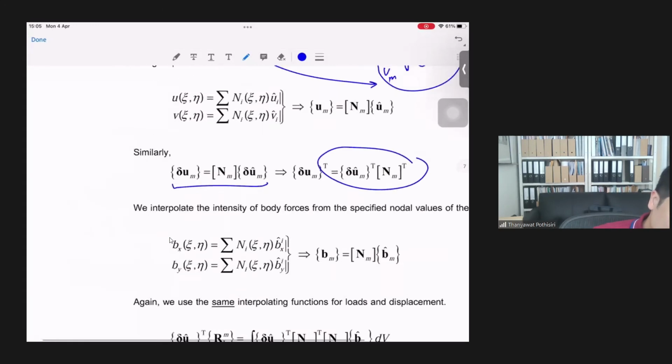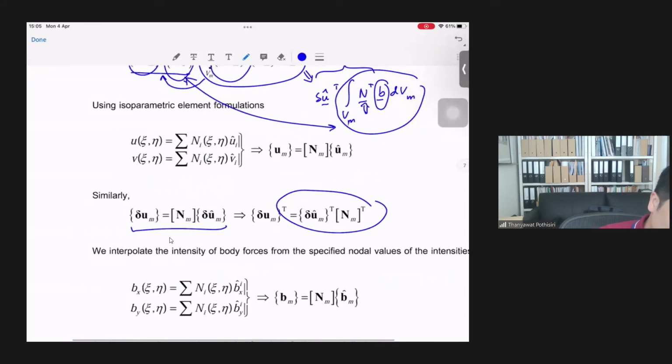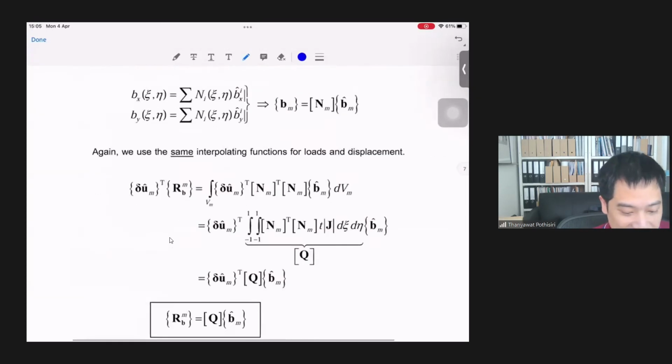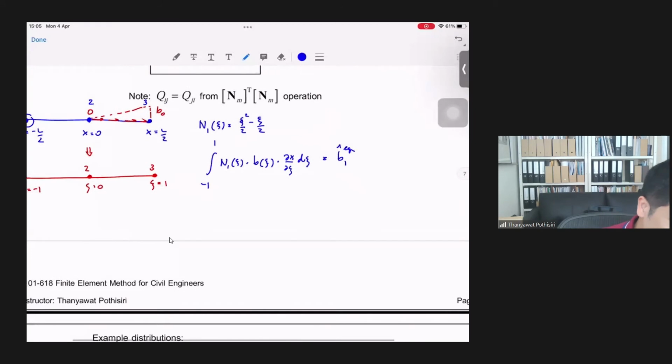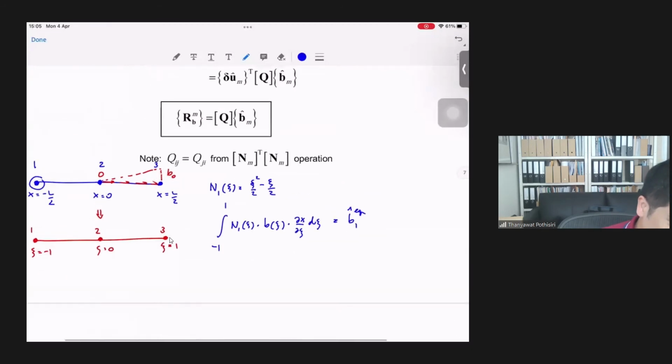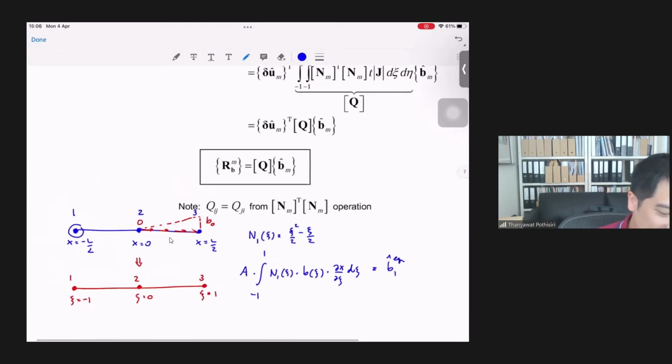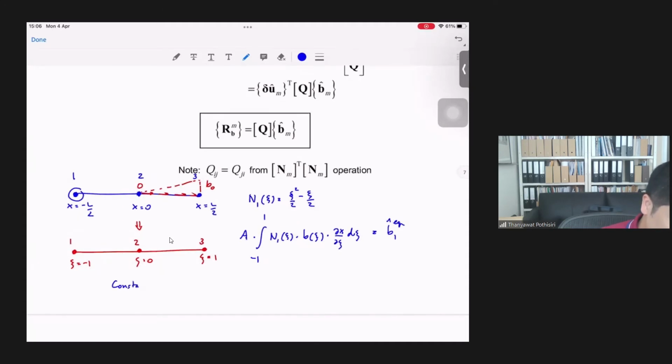Which is exactly this form. So you have the integral of your shape function, the body force function, and then the volume. So I should also have an area right here, so multiply with the area. Suppose the area is constant, so I have constant A in this case.